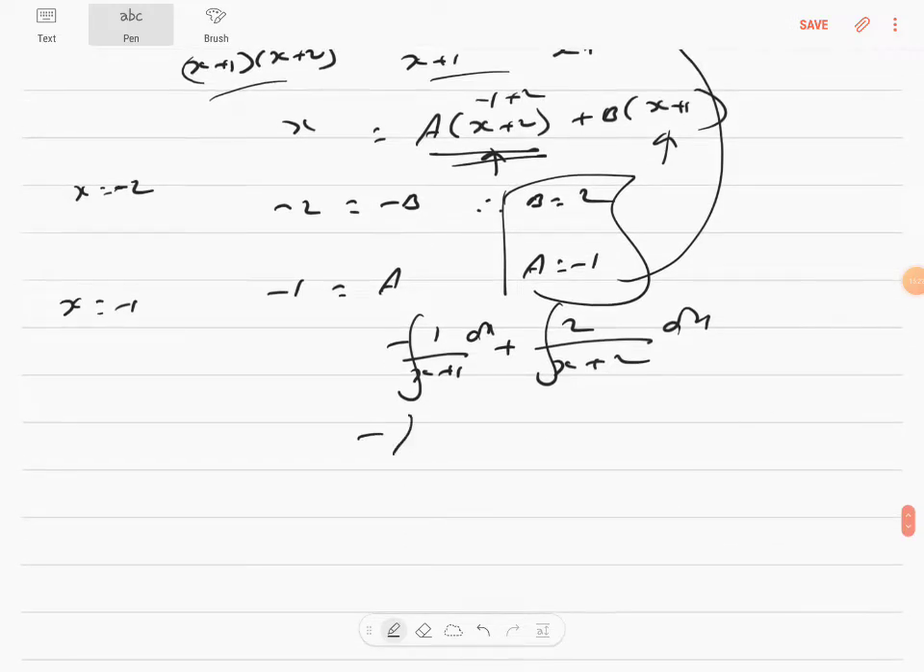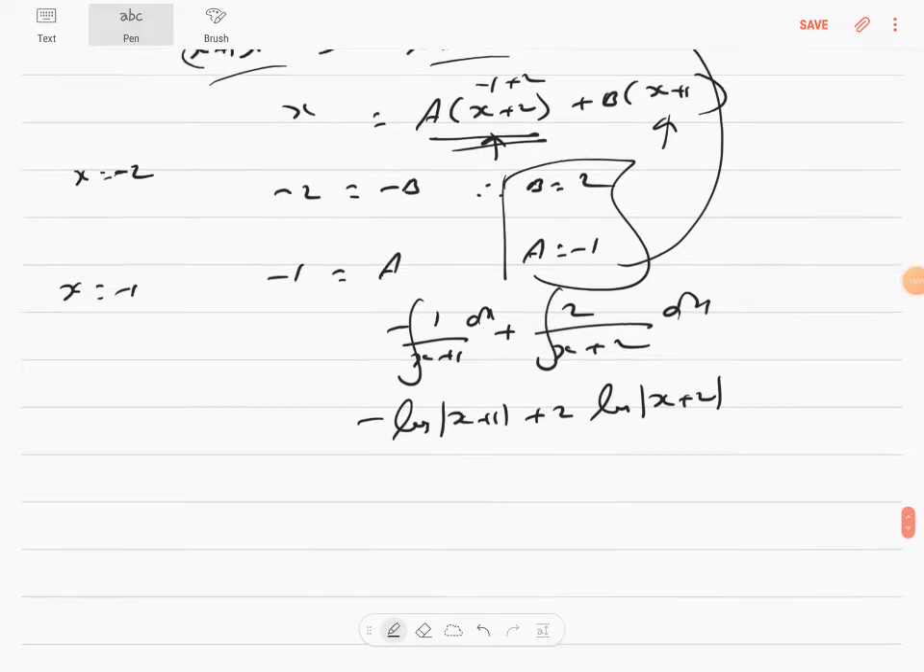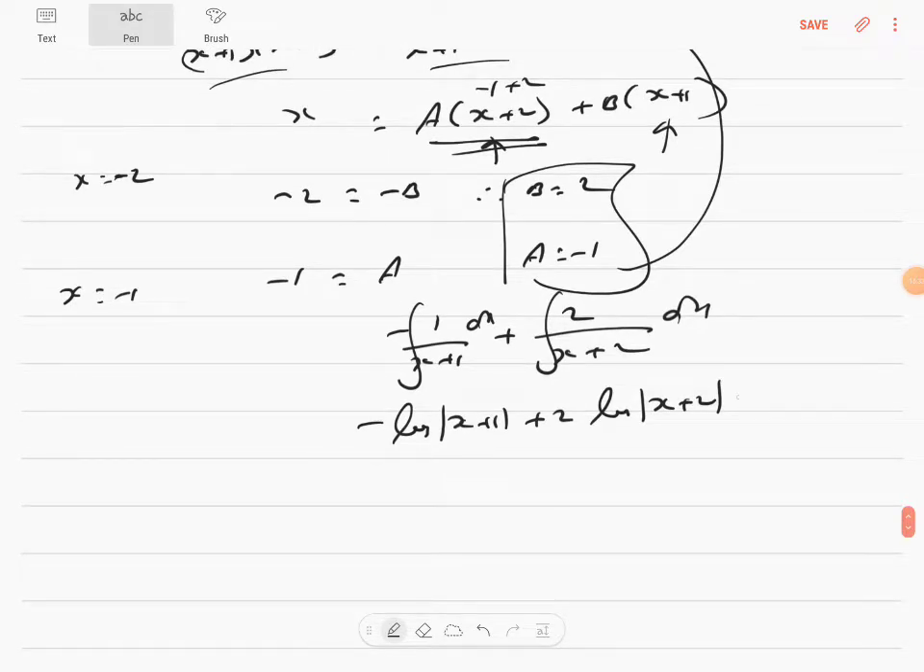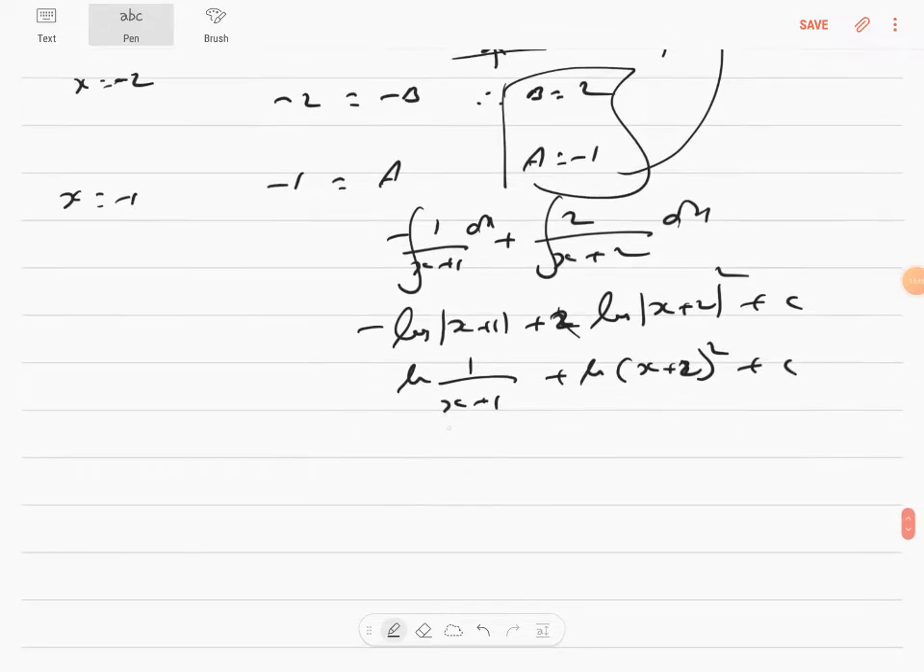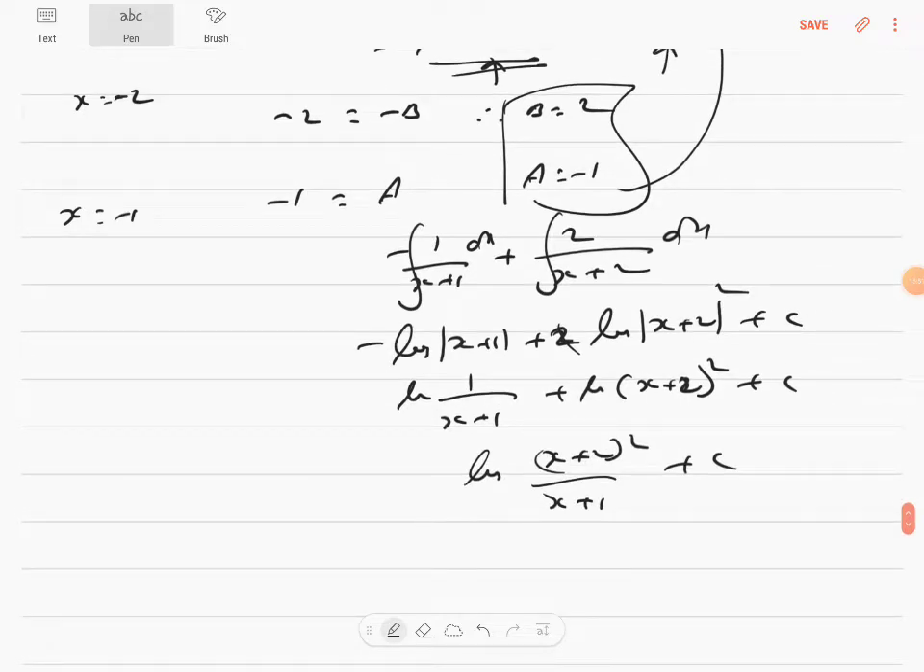This will be minus of log of mod of x plus 1, and this will be plus 2 into log of mod of x plus 2. You can take the 2 out and it's 1 by x plus 2. It's like 1 by t format, log t plus c. And whenever you see a negative sign, you can take it to the top, and write as 1 by x plus 1 plus log of x plus 2 the whole square plus c, and this is addition, so it will become multiplication. You can do it like this and also write the answer depending on whatever is the answer.